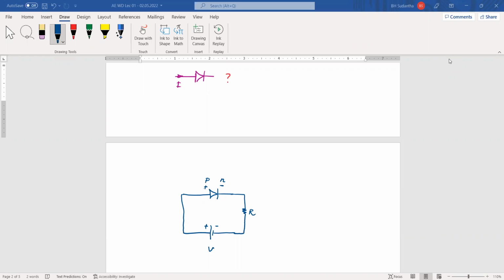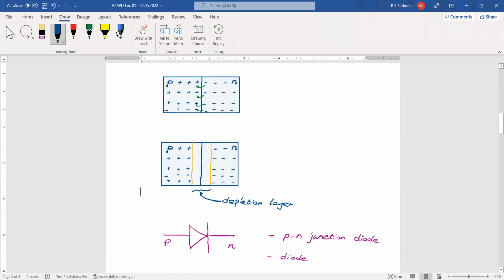Actually here, from the positive terminal of this voltage source, the positive of this battery, current is ready to go in this direction. The positive charge will come to this end because the battery terminal is connected to this side. This is the diode positive side and this is the battery positive side. Then what will happen?